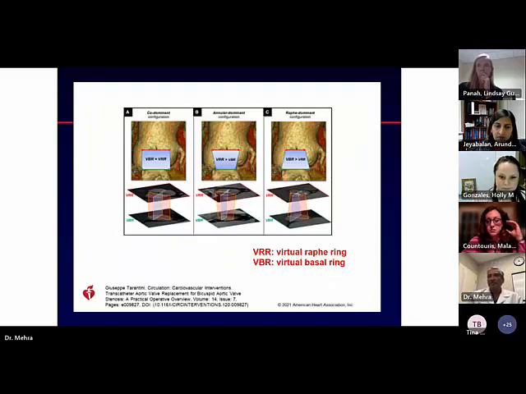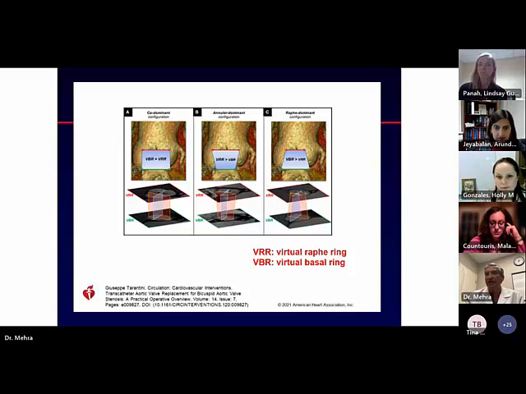Then there is a consideration of the anatomy as to where the narrowest portion of this aortic valve complex is, where the stenosis exists. There's something called a codominant situation where the virtual raphe ring and the basal ring at the annular plane are the same size, or you could have an annular plane which is narrowed, or you could have a narrowing at the tip of the valve, which is basically the virtual raphe ring. So if you size the valve in relation to just the tip of the valve, then you will be undersized at the annular level.